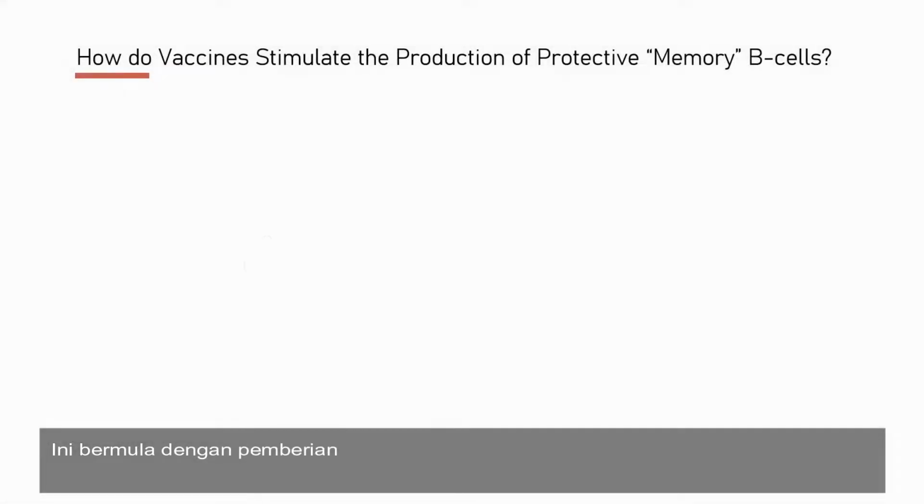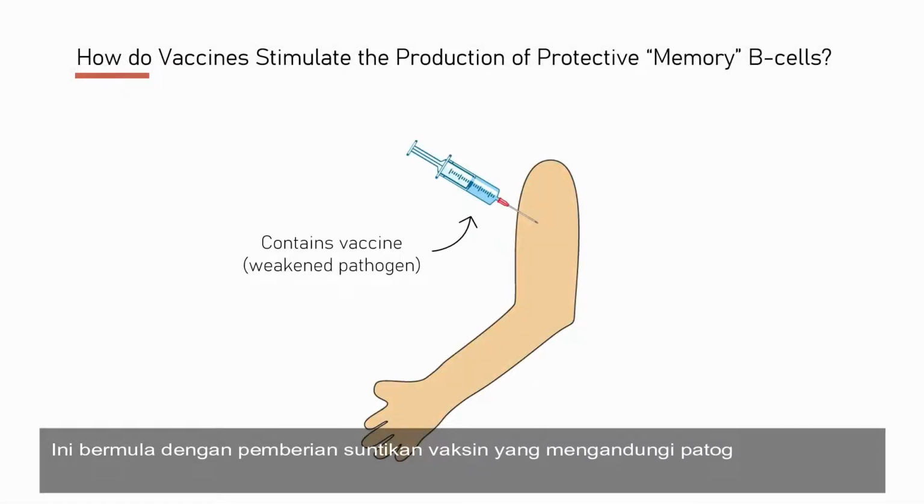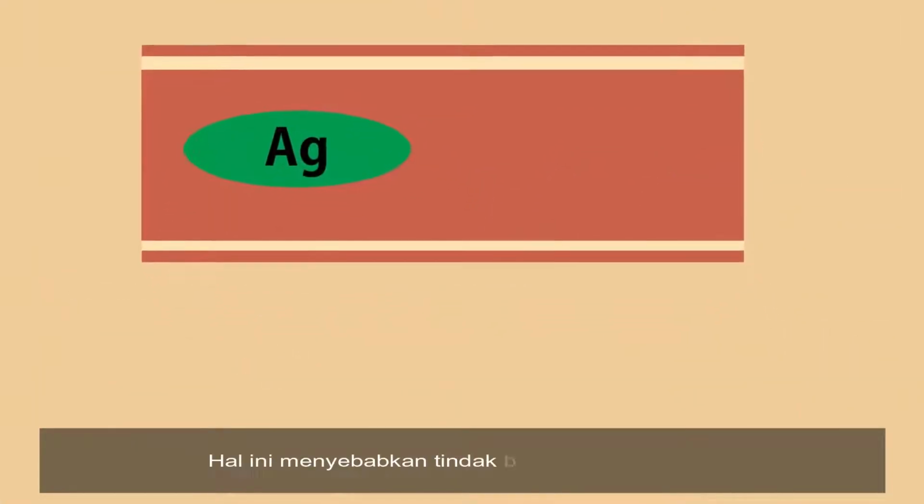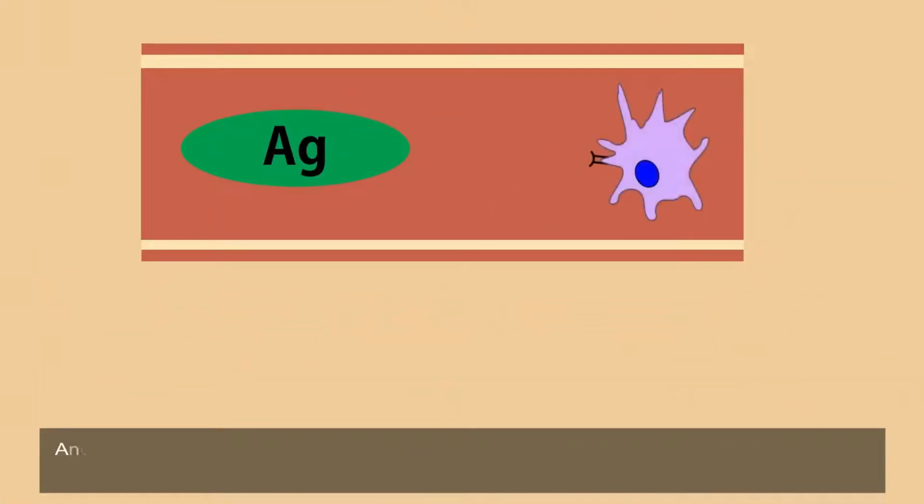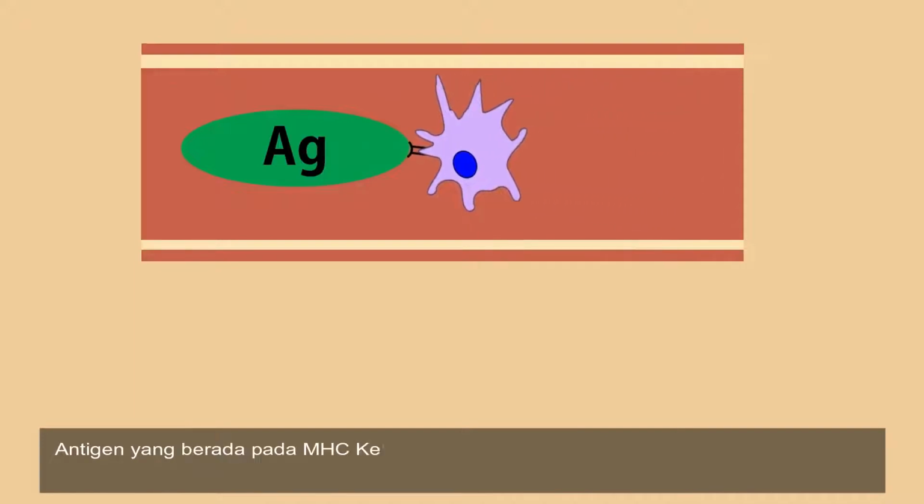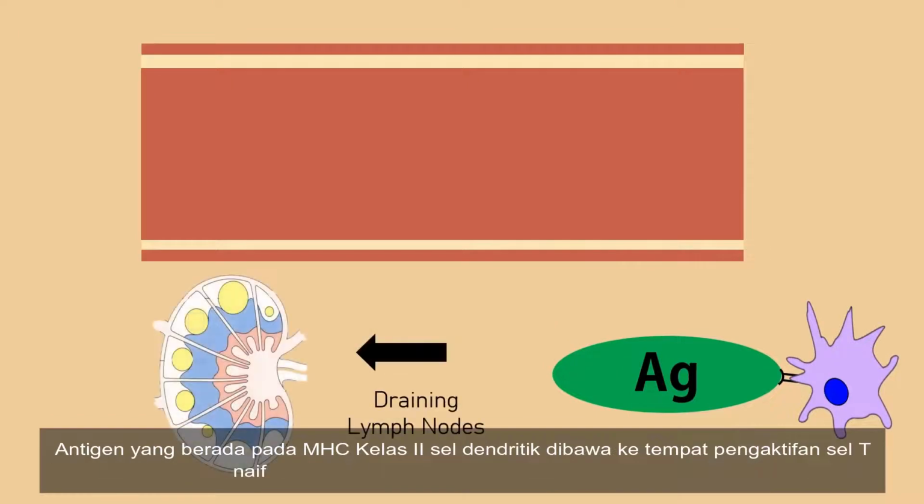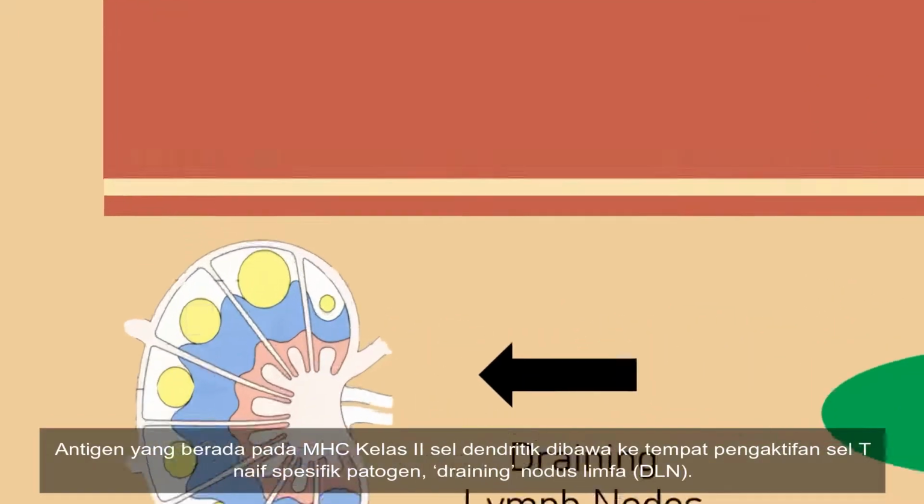This begins with the administration of weakened pathogens in vaccine injection. As a result, it causes the primary acquired immune response to start. Antigens that are bound to the MHC class II of dendritic cells are transported to the location of activation, pathogen-specific naive T cell, which is the draining lymph node, DLN.